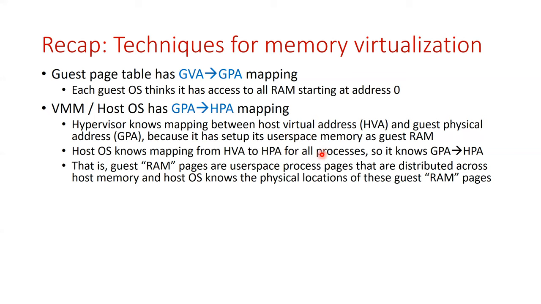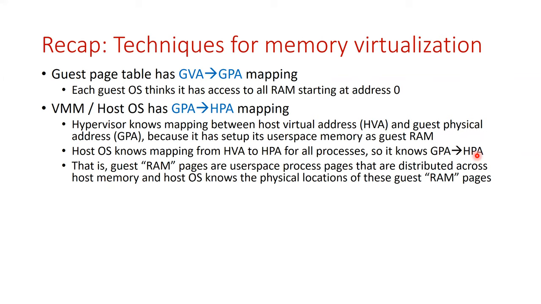Using these two pieces of information together, the host and the hypervisor together know the guest physical to host physical mapping. You can go from the guest physical address to the host virtual address because the hypervisor knows that what the guest thinks is its RAM address zero is actually memory mapped at some address in its address space. This is known in the hypervisor, and this is known in the host OS. Together, you can go from GPA to HVA to HPA. Between the host OS and the hypervisor, they know the GPA to HPA mapping.